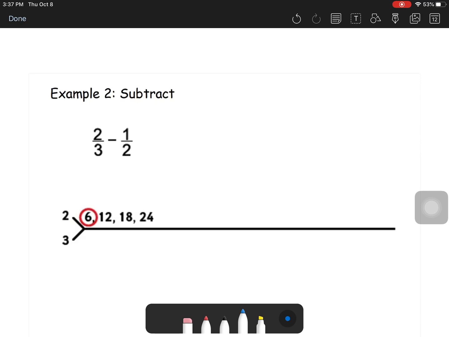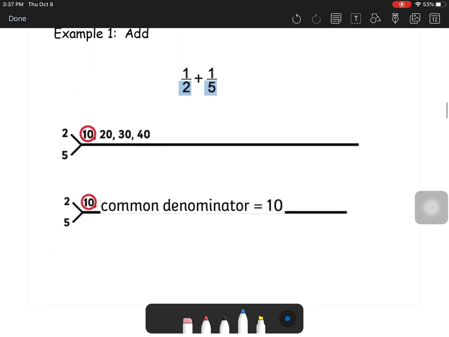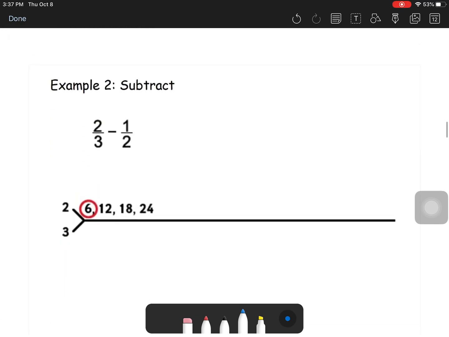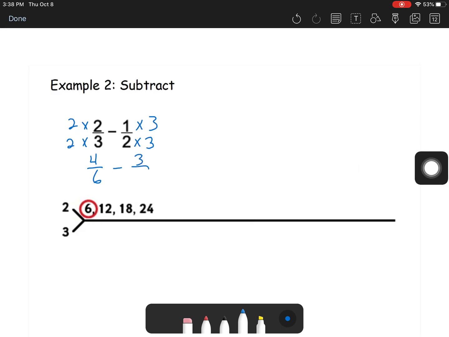I'm going to skip going through that process. I think the easiest way to think about this, and we just did this problem, is if they're different and you can't change one into the other, then just multiply. You've got a 3 and a 2, multiply by 3 here, and multiply by 2 on this one. So 2 times 2 is 4, 2 times 3 is 6, so I'm going to have 4/6, and 1 times 3 is 3, and 2 times 3 is 6. So 4/6 minus 3/6, that would be 1/6.